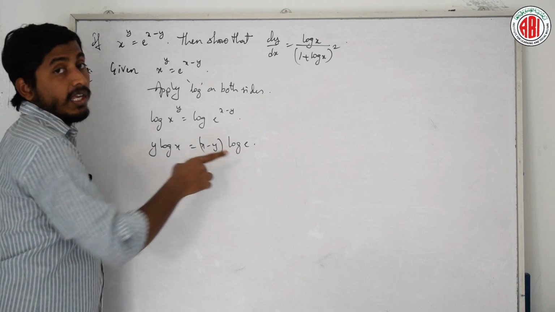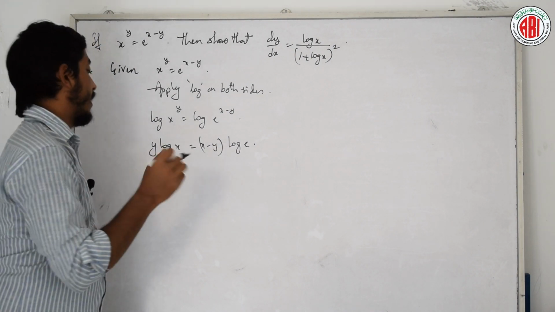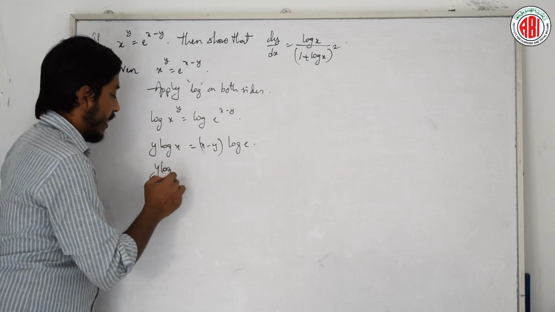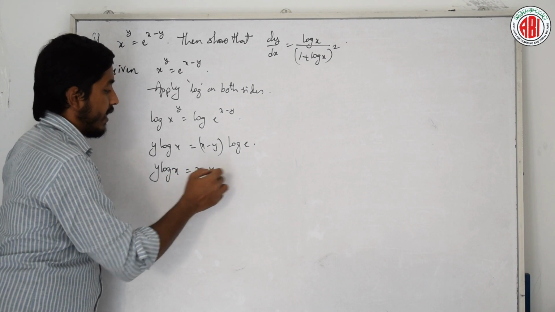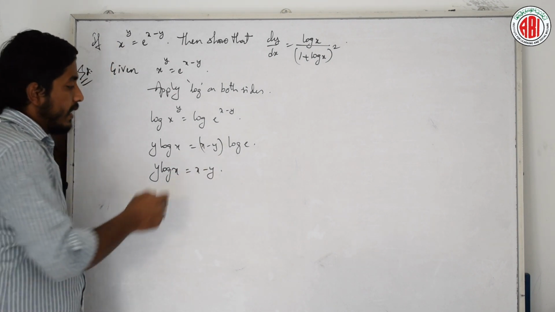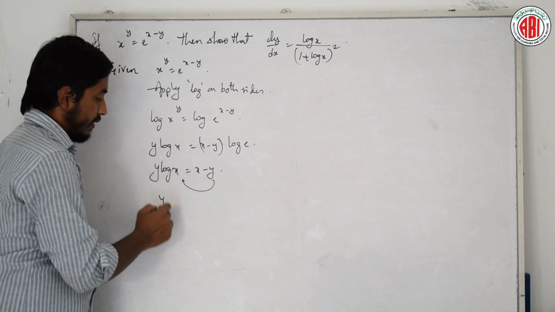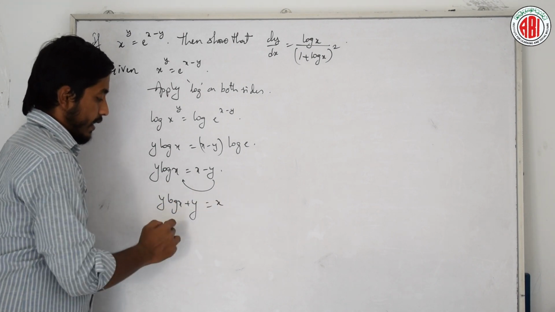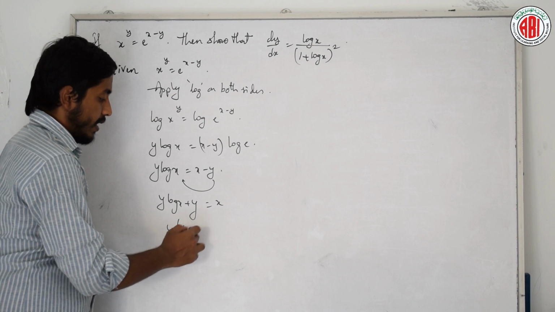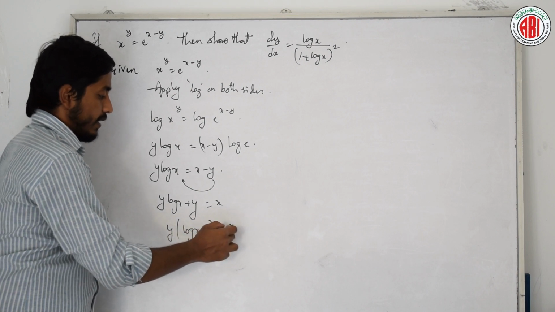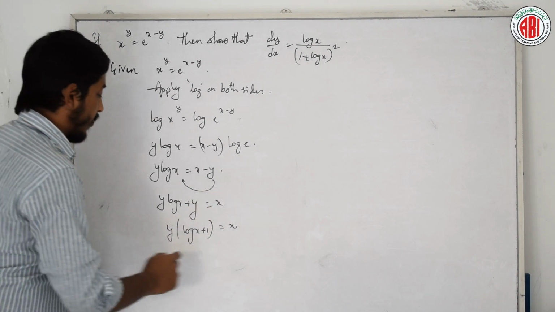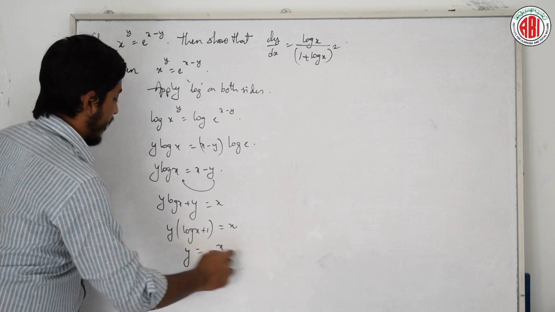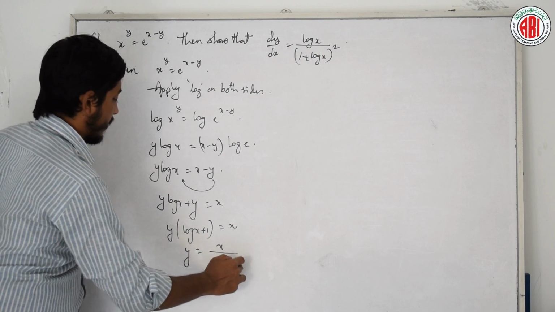What's the value of log e? Log e is 1. Therefore, y log x is equal to x minus y. Is it clear? Just bring this y to this side. y log x plus y is equal to x. Let us take y common here. This will become y(log x plus 1) equal to x. Therefore, can I write y as x by 1 plus log x?